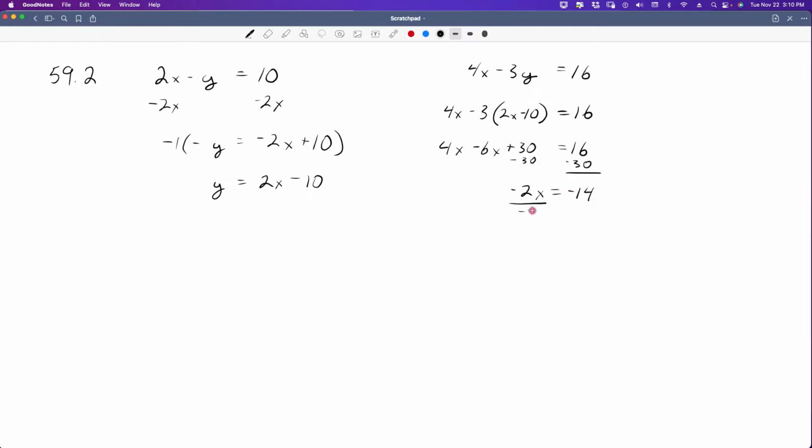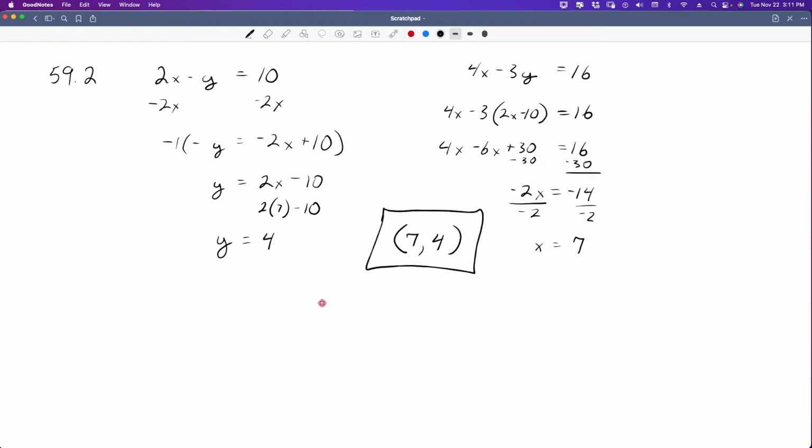Now if I divide both sides by negative 2, x is equal to 7. So now all I have to do, now that I've solved for x, is put that here and find my y value. I'm going to take the value for x and plug it into this one. So 2 times 7 minus 10 is the value for y. So y is equal to 14 minus 10, y is 4. So that would be my answer, (7, 4) in parentheses.